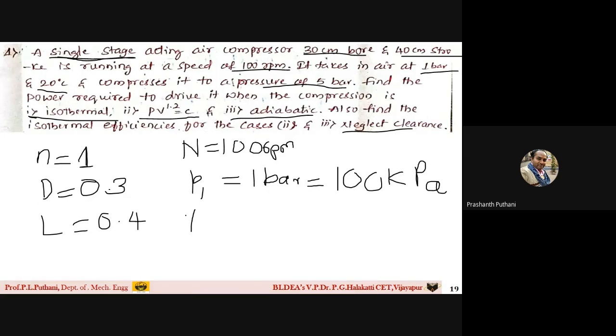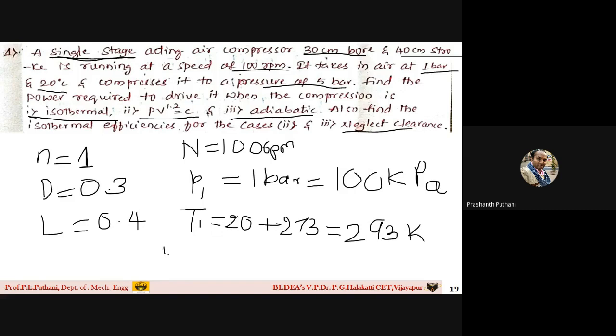Then temperature T1, it is 20 degrees Celsius. Add 273 for this one. You get it in kelvins, it is 293 kelvins. Remember, students, always temperature for this particular module should be in kelvins itself. Please take care.